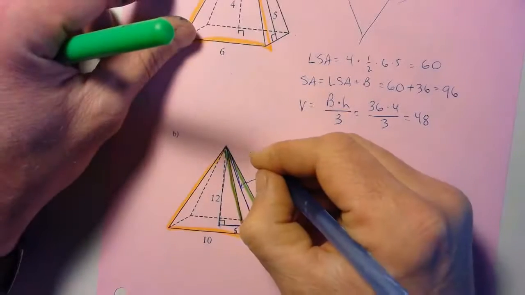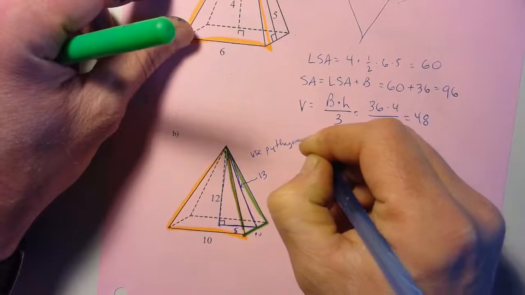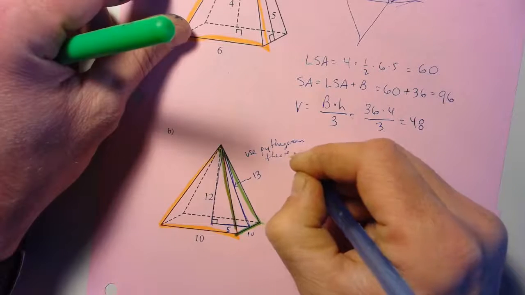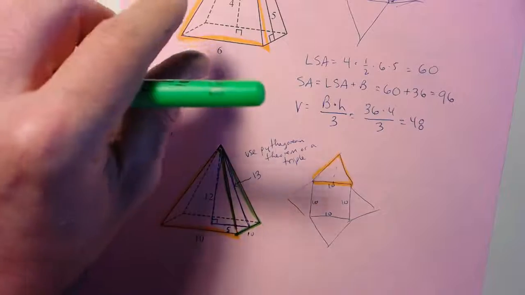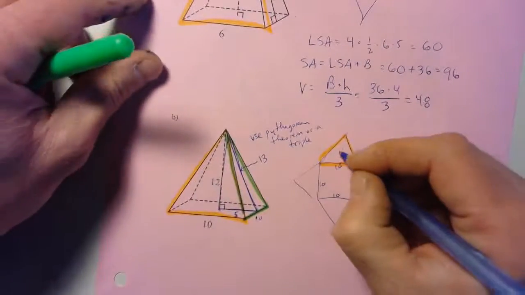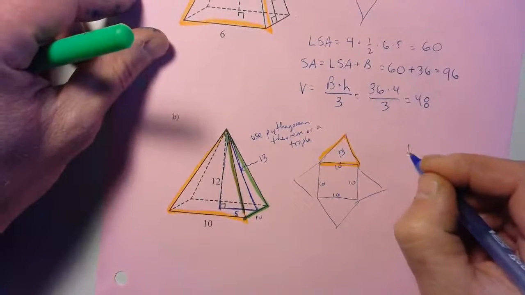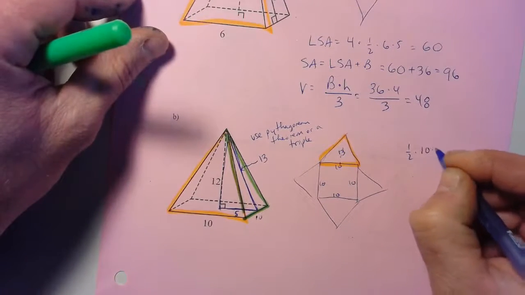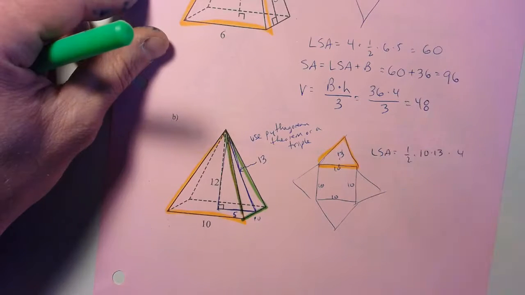Okay? So we're going to use Pythagorean theorem or a triple. We're not going to have to use specials. That's not going to come up for these. So that's going to be 13 there. That's the slant height. So the area of each triangle is 1/2 base times height. Again, 4 triangles. So that's going to be my lateral surface area.